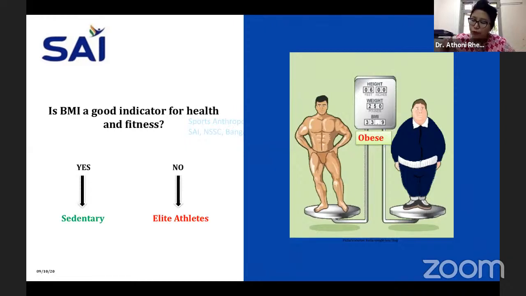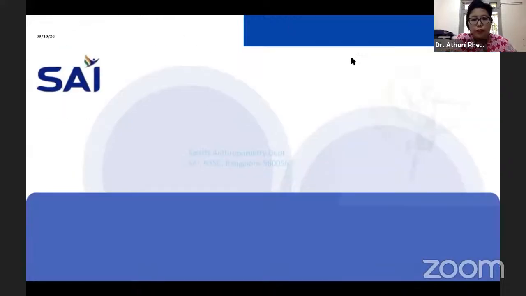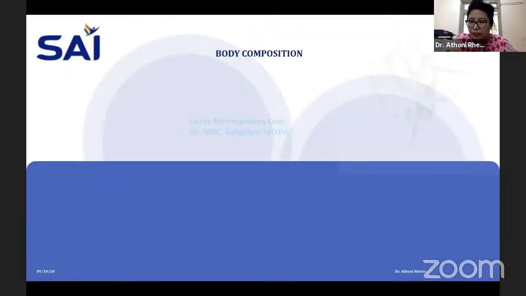So we have to go more in depth at the tissue level. When we go more in depth at the tissue level, we are talking in terms of the composition here.